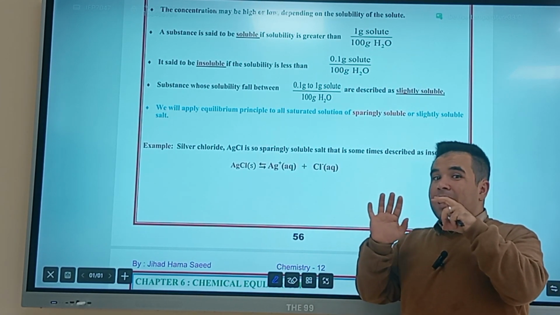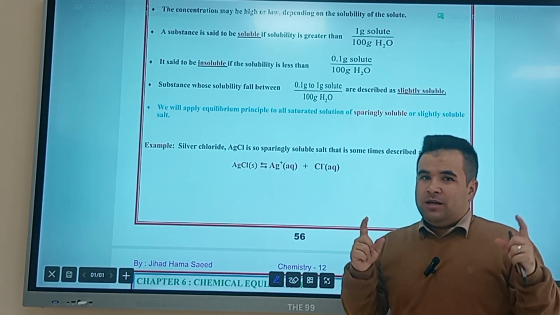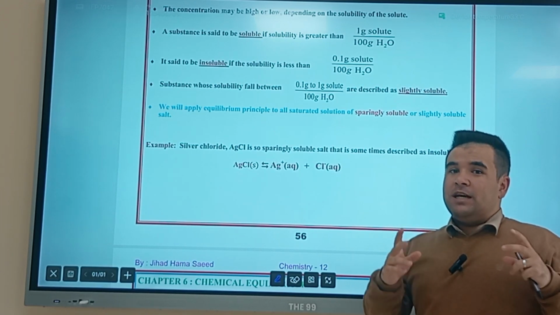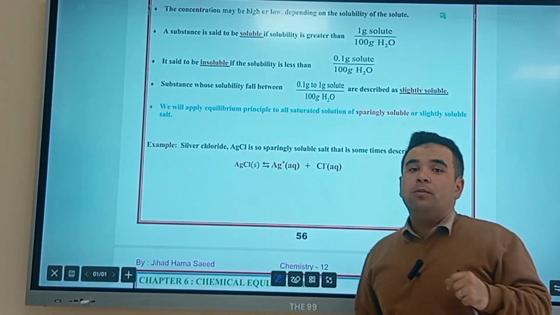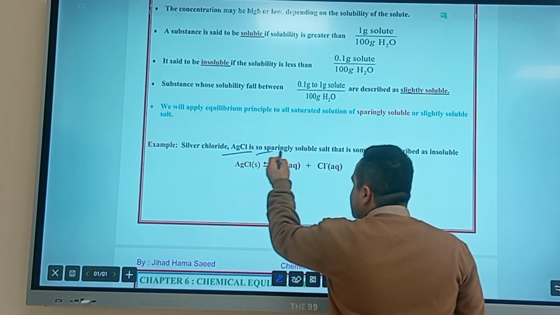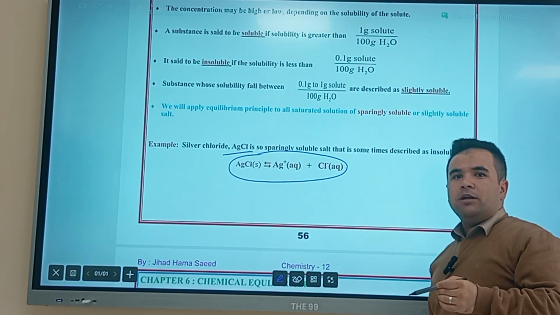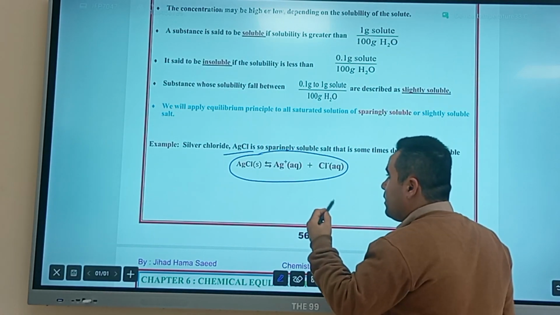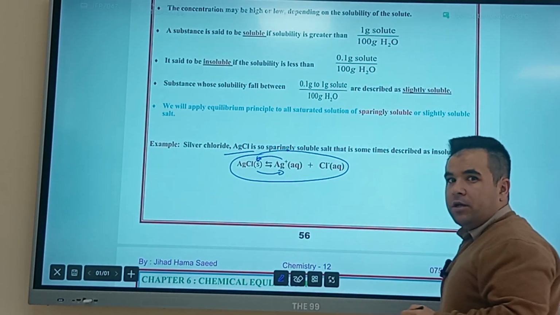And guys, how do we know which are the sparingly soluble salts? From Table 1, in chapter 1, section 1, we talked about the table of solubility, the solubility guidelines. All the salts there which we call insoluble, here we call sparingly soluble. An example is AgCl. AgCl, we called in the table of solubility insoluble, but here it's a sparingly soluble salt, and it forms Ag and Cl. We will be talking about it in the equilibrium position of the sparingly soluble salts.